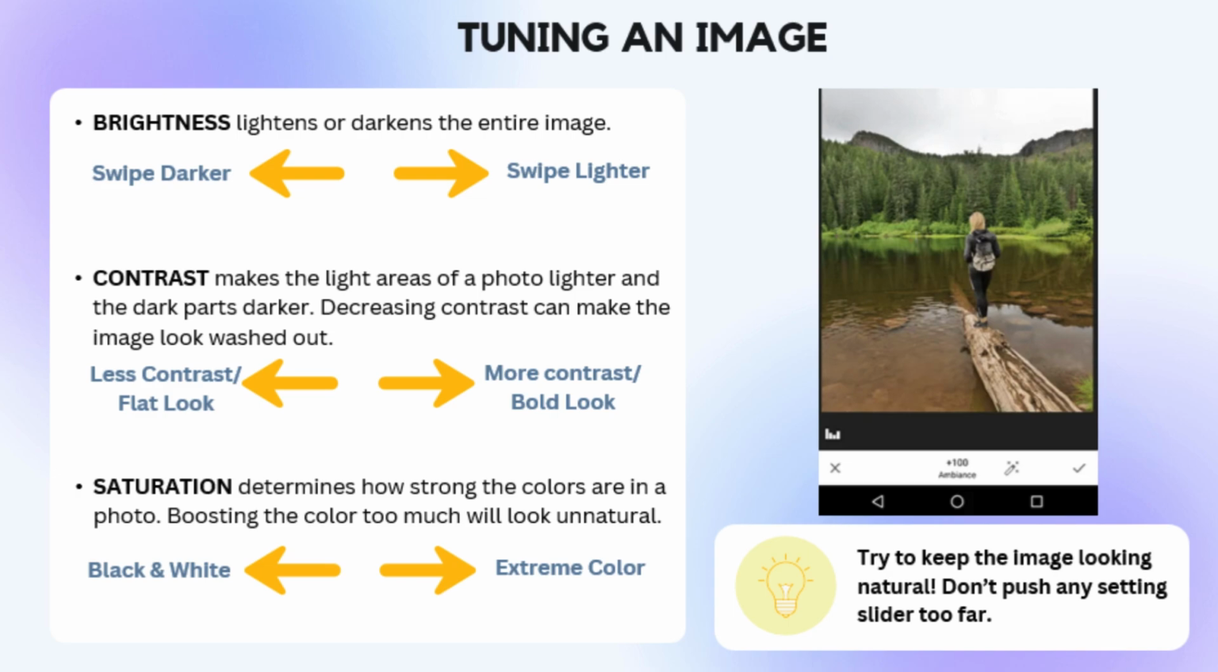Brightness, as you can see, lightens or darkens the entire image. Contrast makes the light areas of a photo lighter and the dark parts darker. And decreasing contrast can make the image look washed out, and more contrast can make it look more bold. Saturation determines how strong the colors are in a photo, and boosting the color too much will look unnatural. If you want the image to remain looking natural, but you just want to clean it up a little bit, a tip is to not push any setting slider too far in one direction.